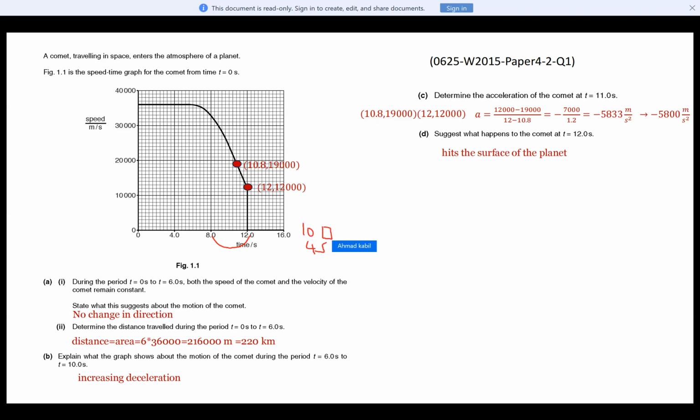So how much does each box represent? Each box represents 4 over 10, which is 0.4. And we want at 11. So where would 11 be? So we can just simply increment by 0.4. So we have here 8.4, 8.8, 9.2, 9.6, 10, 10.4, 10.8 here. Finally, we have 11 at this box here.